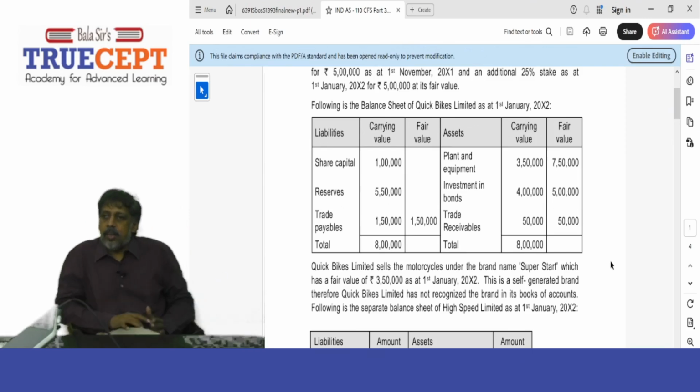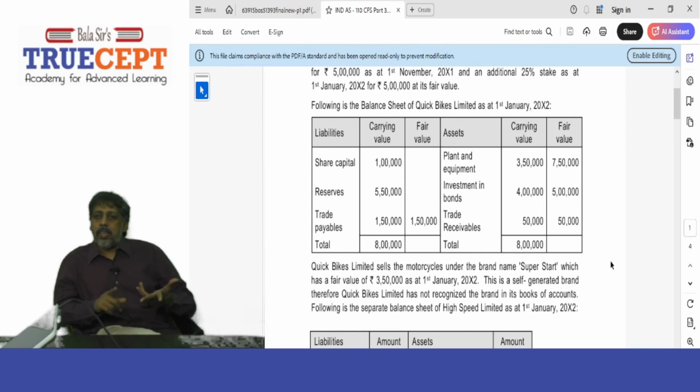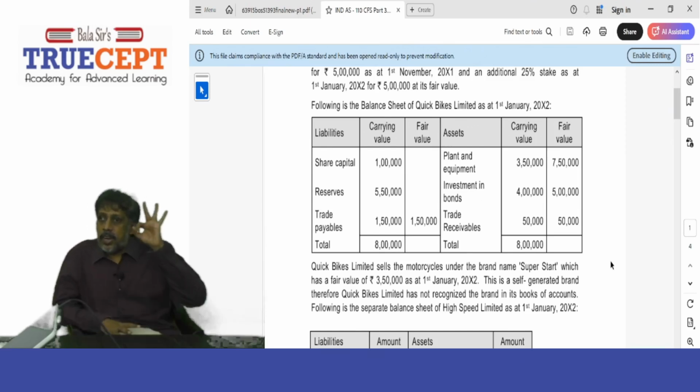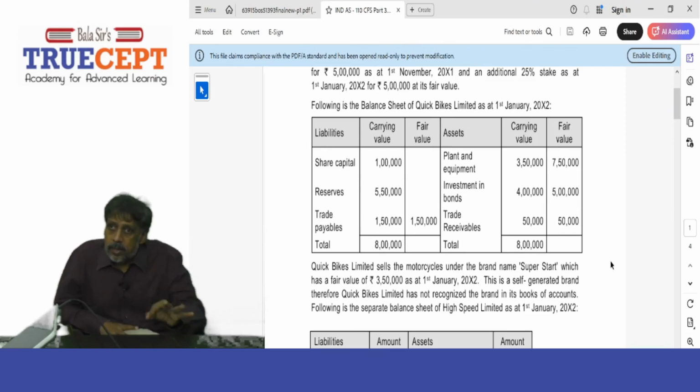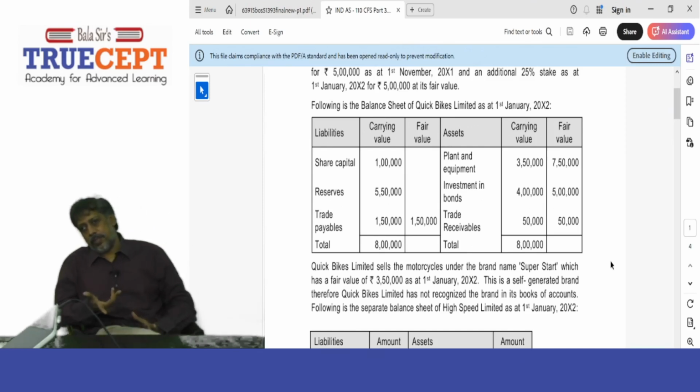To this, add what is the increase in the value of property, plant and equipment? Add 4 lakh. And what is the increase in bonds? Add 1 lakh. And then add another 3 lakh 50,000, the brand. Remember, we had that. Add that 3 lakh 50,000. That gives 15 lakh. How nice.